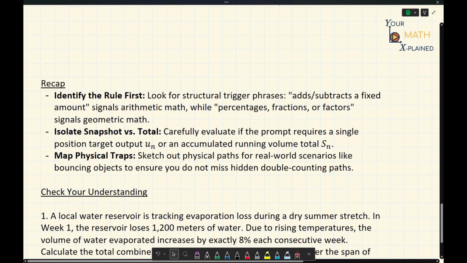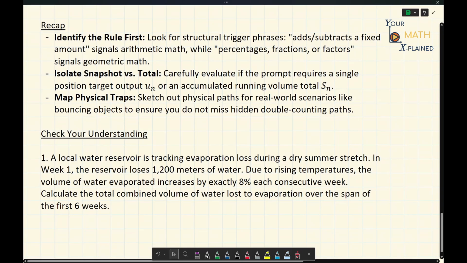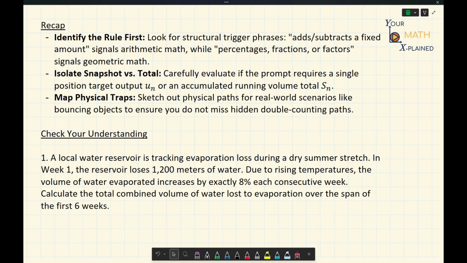And now let's do a quick recap of what we covered in this video. We learned the two questions that we need to ask ourselves in order to know which formula to use. The first one is to look for phrases that either says add, subtract a fixed amount, or something like percentages, fractions, or factors. Adding and subtracting a fixed amount signals arithmetic math, while percentages, fractions, or factors signal geometric math.